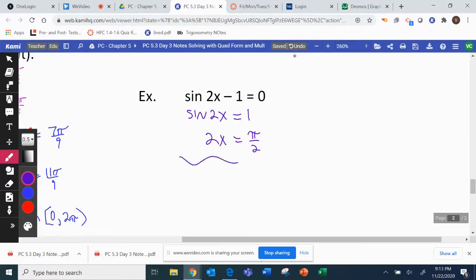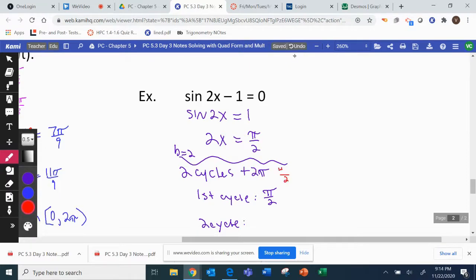Now the 2 tells me 2 cycles. B equals 2. I have 2 cycles. We have to add on 2 pi in between the cycles. So if my first cycle would be the answer that I just got, pi over 2, my second cycle, I would have to add on 2 pi. But if I'm going to add 2 pi, I need a common denominator of 2, so that'd be 4 pi over 2. So my second cycle should be 5 pi over 2. And then that is the answer for 2x.